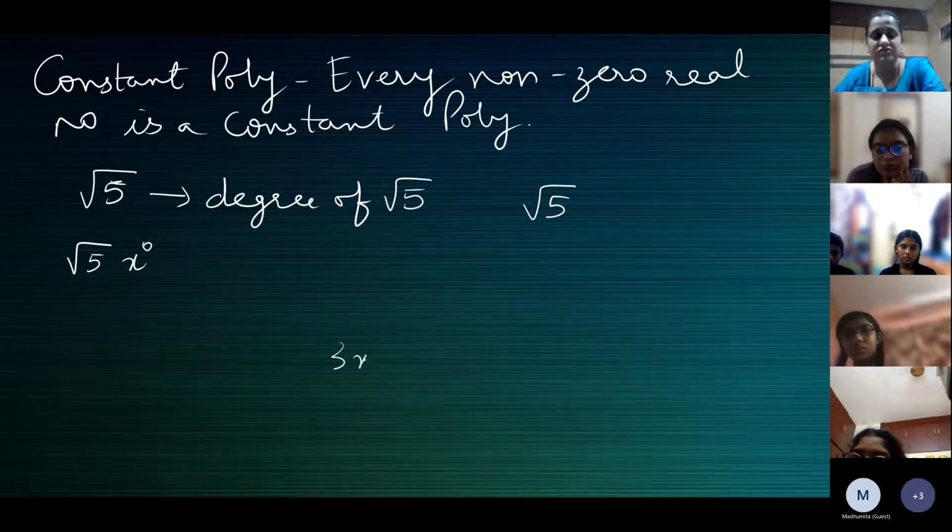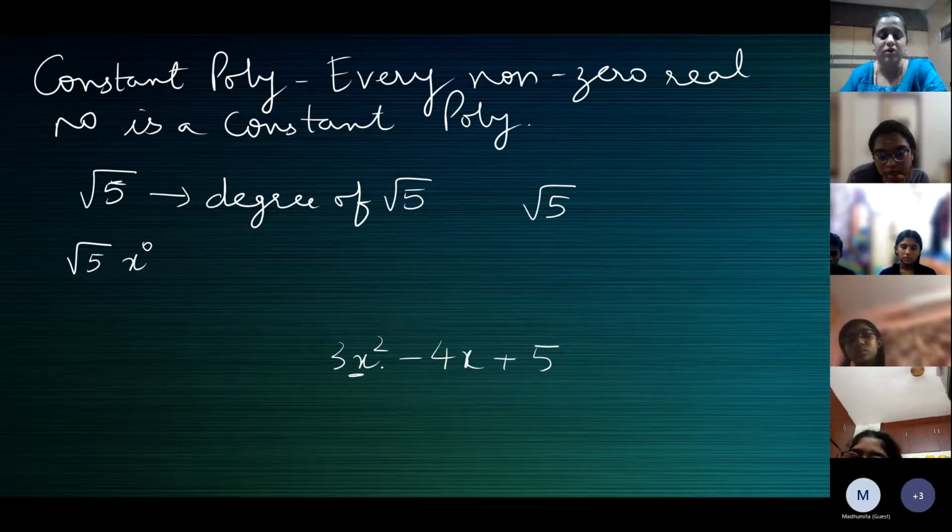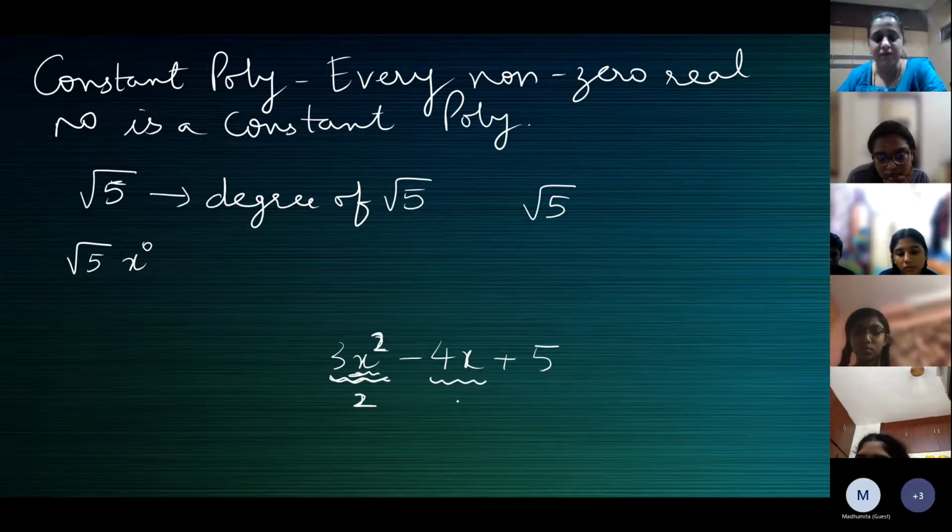Now when we say 3x square minus 4x plus 5, how do we say that this is a quadratic polynomial? Because the highest power of the variable is 2. In this term, the power of the variable is 2. In this term, the power of the variable x is 1.